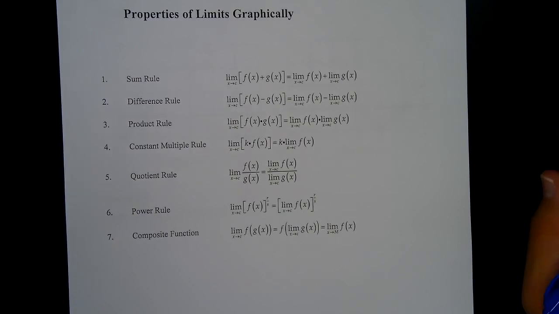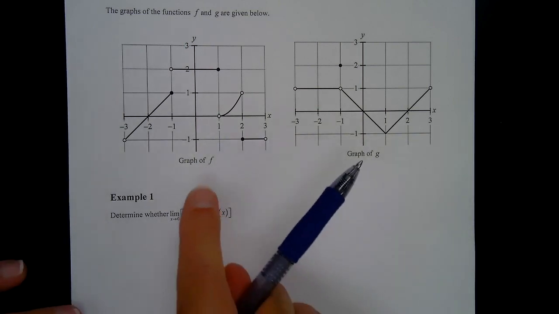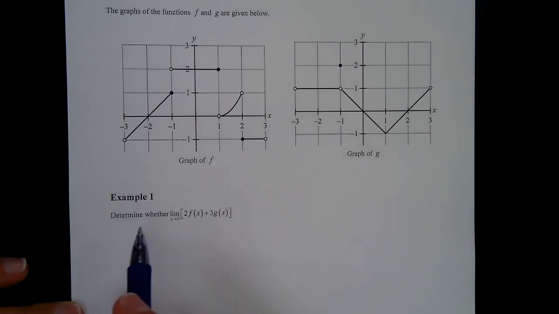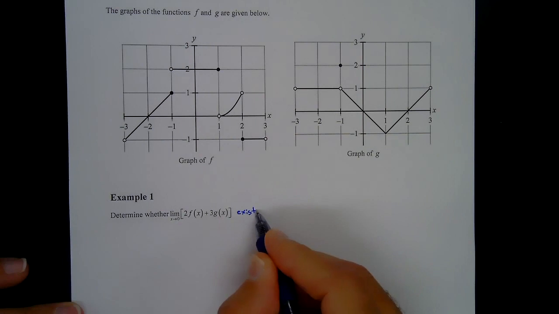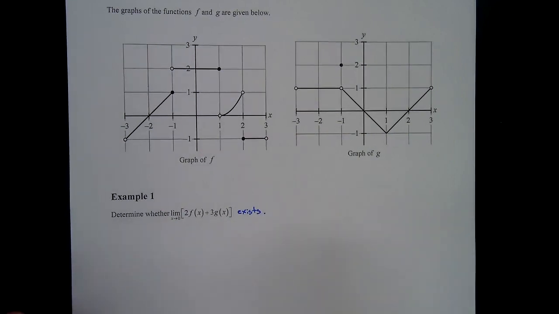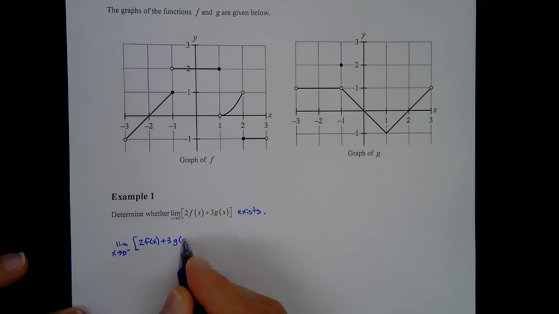So let's do a couple problems here. All right, so here's a graph of f, and here's a graph of g, and I want to determine whether the limit as x approaches 0 of 2f(x) plus 3g(x) exists. I forgot to put "exists" here. Okay, to know if the limit exists, we have to look at the one-sided limits. So we have to look at the limit as x approaches 0 from the left of, and this is the work you need to show, 2f(x) plus 3g(x).